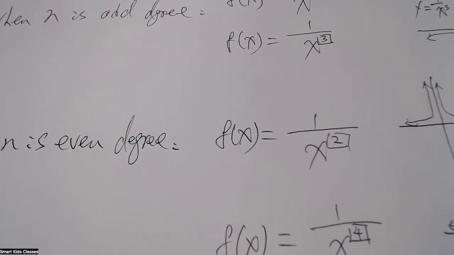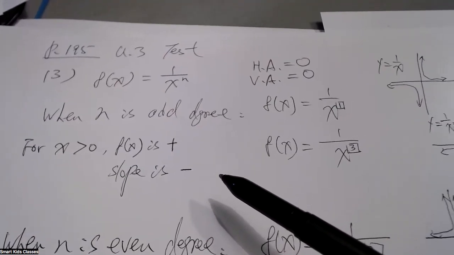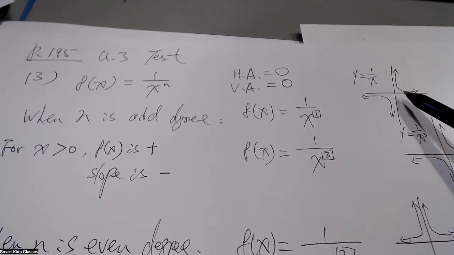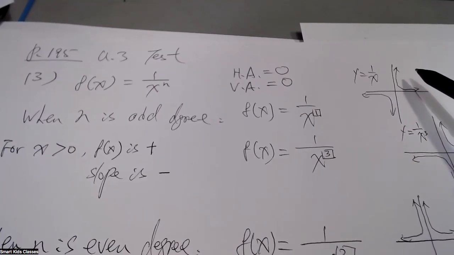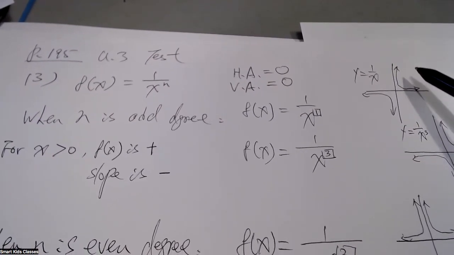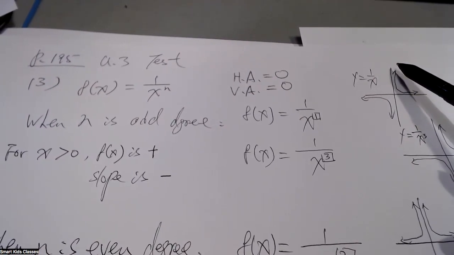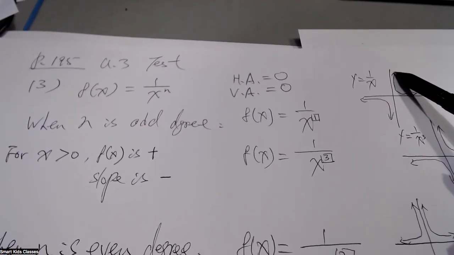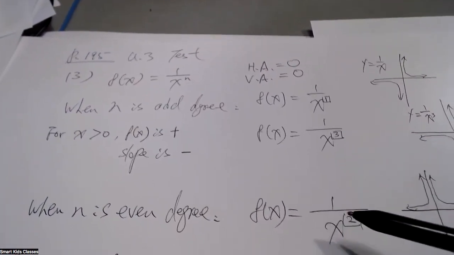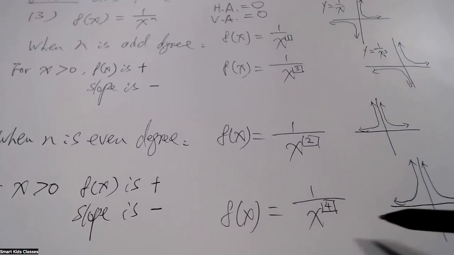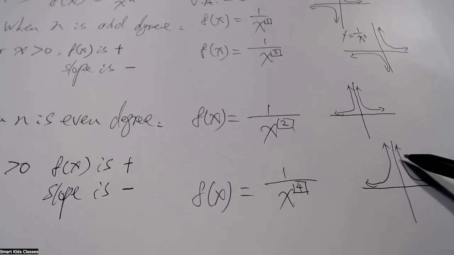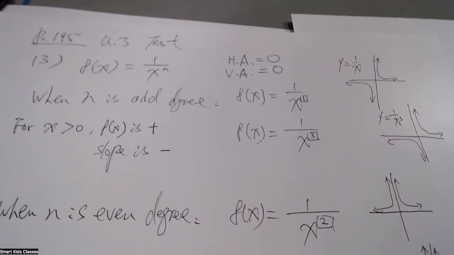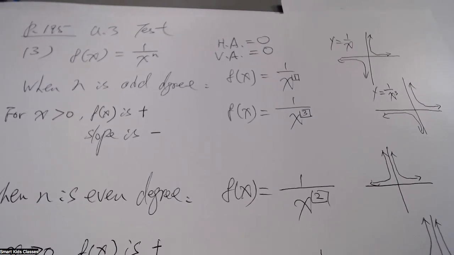Now we're going to define the slope. The slope is positive. If it's a positive function, the slope is negative when x is larger than 0. So for the first quadrant, all the y values of f(x) are always positive. The slope is negative because it's going down. So we were going down. And then for the odd degree when x is positive, the slope is also negative, going down. And that's the summary for the question 13.